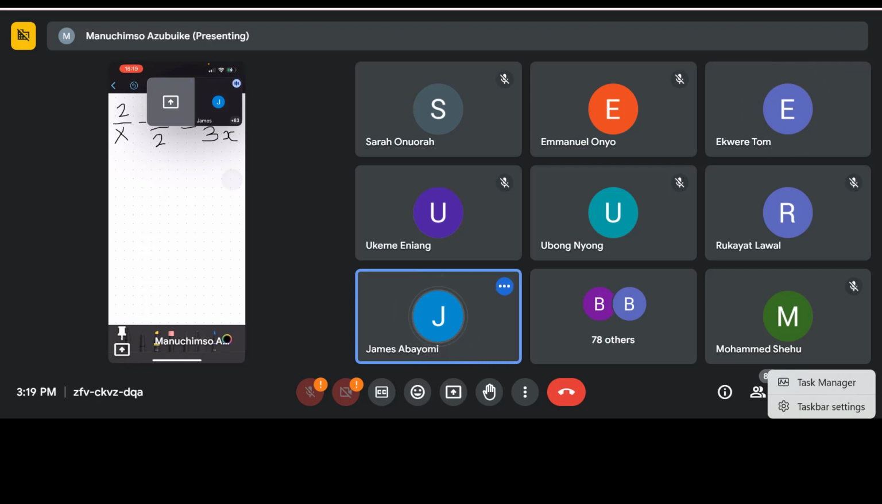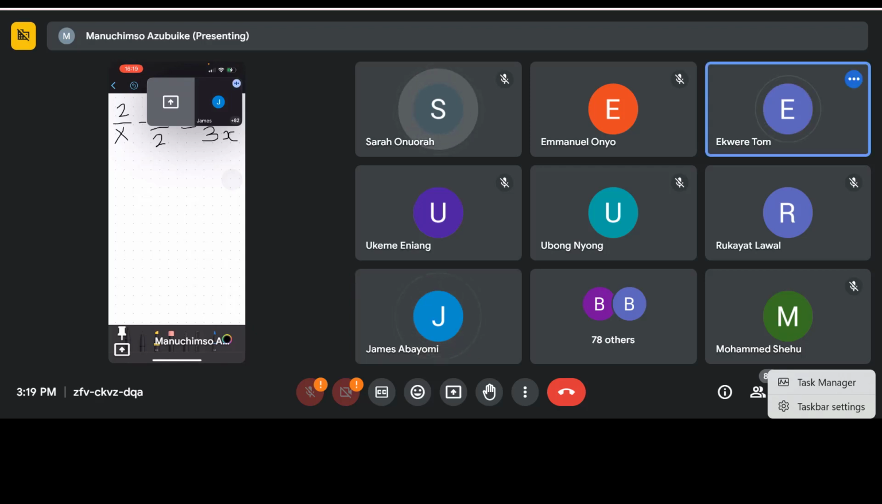Now you can put your camera back on. Mr. James, somebody is sharing her screen already. Madam Chimsto is sharing her screen already.